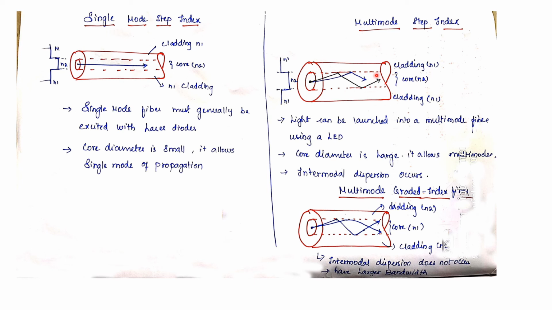This problem can be overcome by multimode graded index fiber. See here, the light rays reach the end of the fiber cable. It does not lose any here itself. So multimode graded index fiber can overcome the intermodal dispersion problem, because in multimode graded index fiber we have a larger bandwidth, but in multimode step index fiber we have a lower bandwidth. So we suffer from this intermodal dispersion. So that's all about the types of optical fiber.